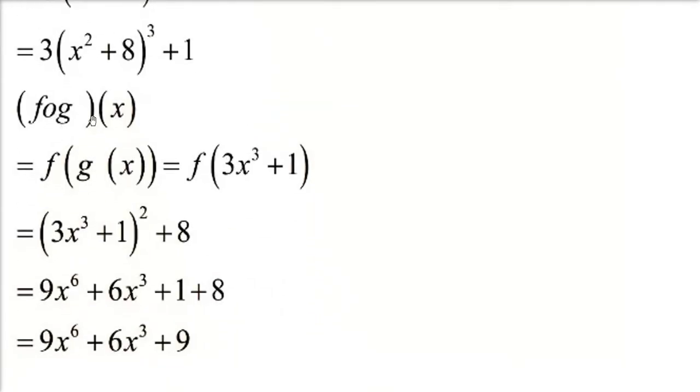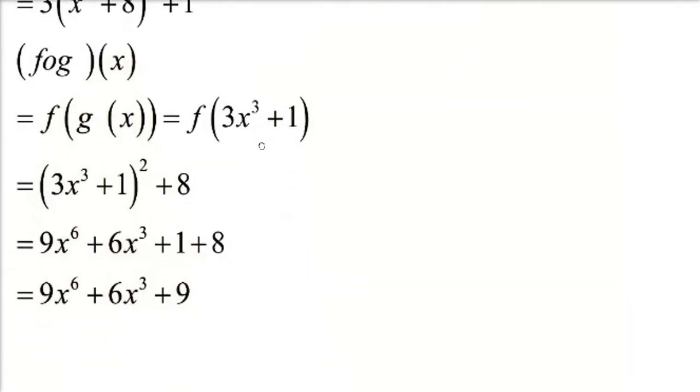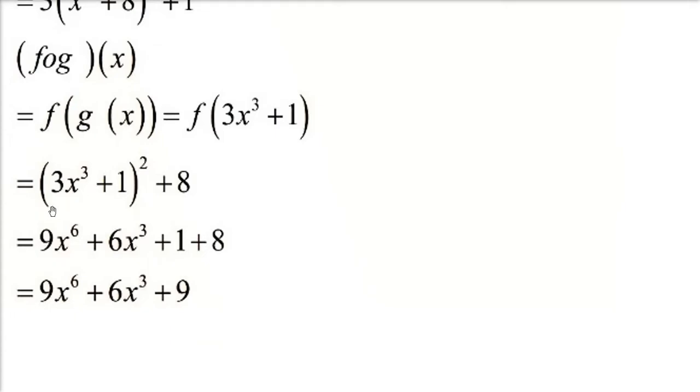In f o g, f of g(x), what is g(x)? 3x square plus 1. You have to put 3x square plus 1 in the place of x here, x square plus 8. So (3x square plus 1) whole square plus 8. Now you can just open this using the (a plus b) whole square formula and rearrange. You are going to get this one: 9x to the power 4, 6x square plus 9.